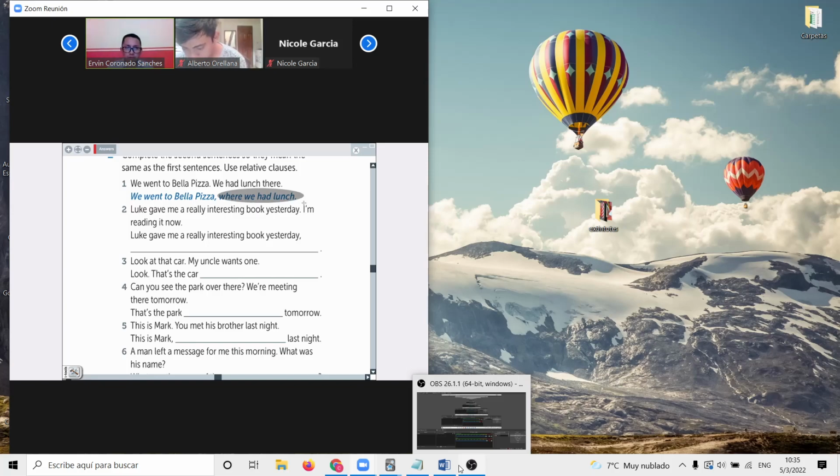What about number 2? Luke gave me a really interesting book yesterday. I'm reading it now. So what will you say? Luke gave me a really interesting book yesterday. Let's try to complete the language check. Okay, let me give you 2 minutes. Go. Try to complete numbers 3, 4, 5, 6. And then we check. There are 6 sentences. Okay, go.